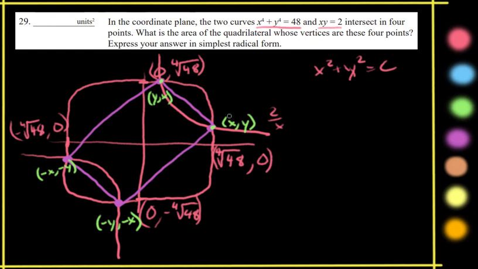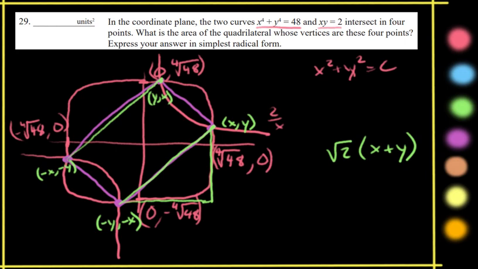And let's just pretend for a moment that I know what these coordinates are. I would be able to compute this distance, which is the length of the rectangle, using the Pythagorean theorem. The distance that you go horizontally is just x plus y, and the distance that you go vertically is also x plus y. So this hypotenuse here is going to be square root of 2 times x plus y. And this one will be the same. It's going to be a rectangle, actually.